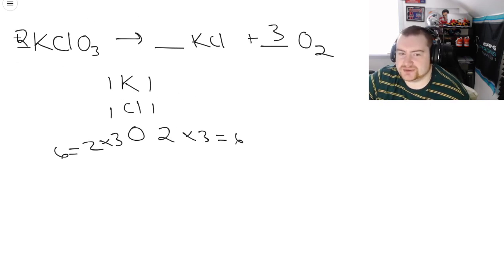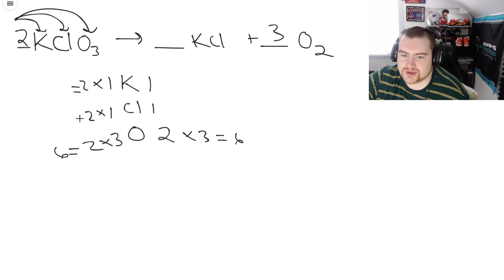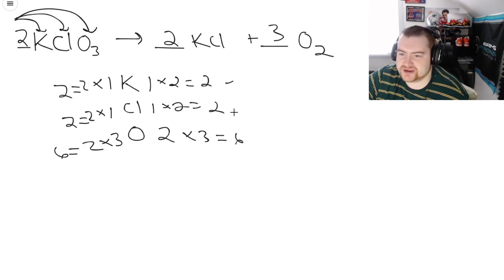Now when we did that, on the left side, this 2 needs to be distributed to each individual element. So we need to bring that 2 out. So we have 2 potassium and 2 chlorine. Now on the right, conveniently, KCl is together. So if we put a 2 here, it automatically multiplies both of those by 2, and that balances out each element.